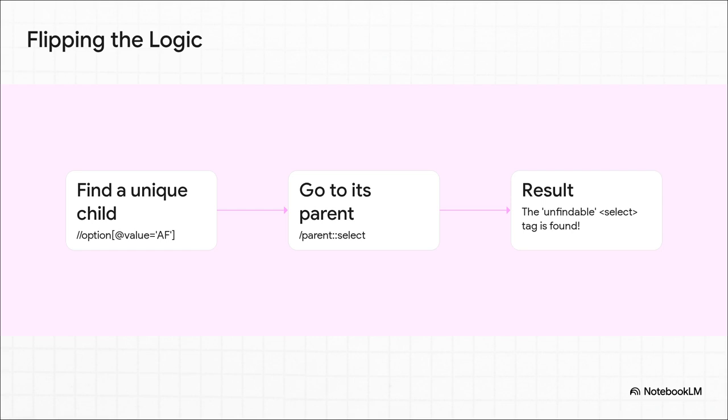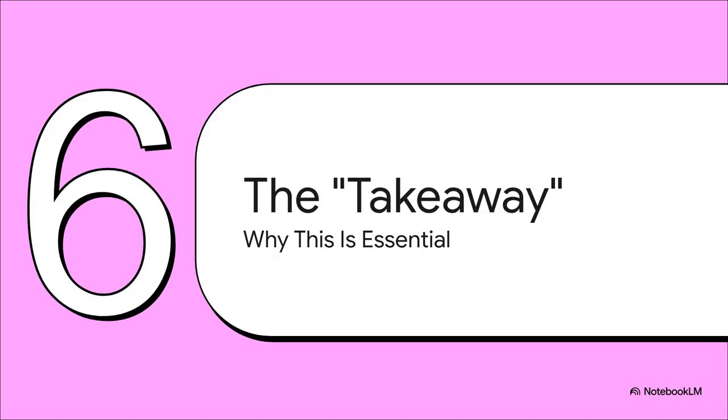Then from that unique child, we just use the parent axis to travel up one level to its direct parent, which is our select tag. And just like that, we have a 100% reliable way to find our unfindable element. How cool is that? So let's bring it all home.